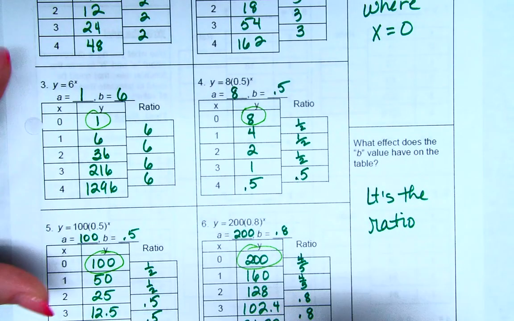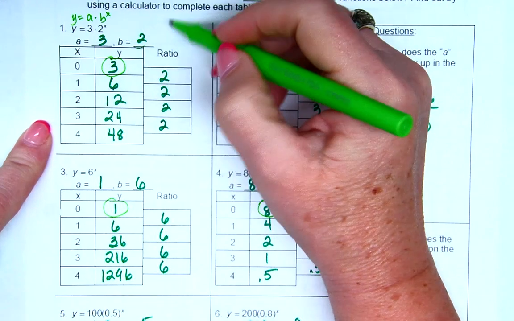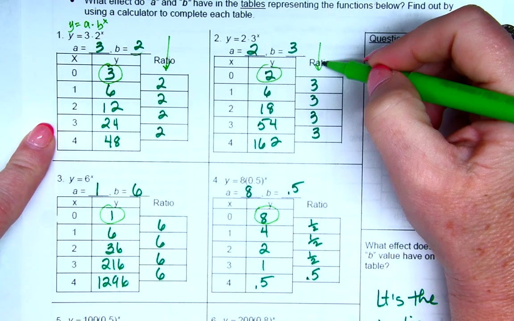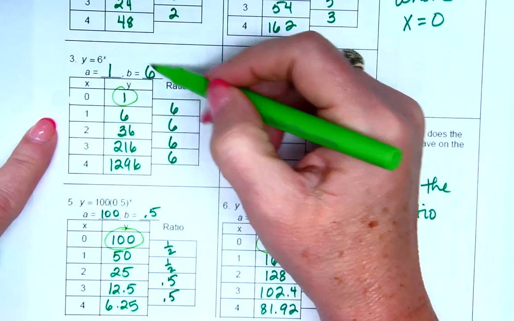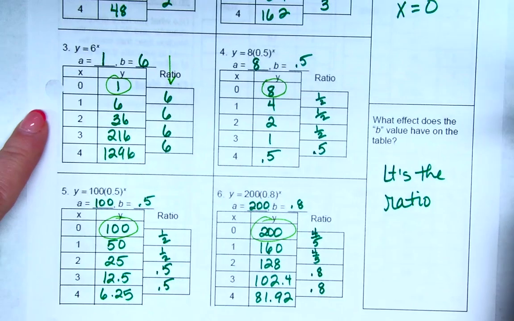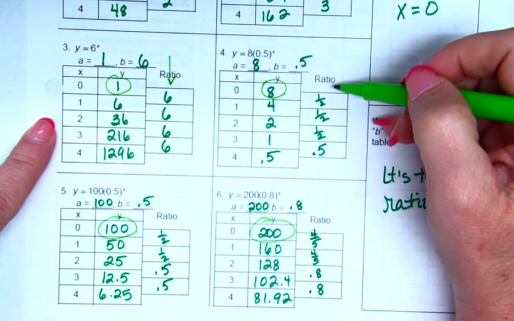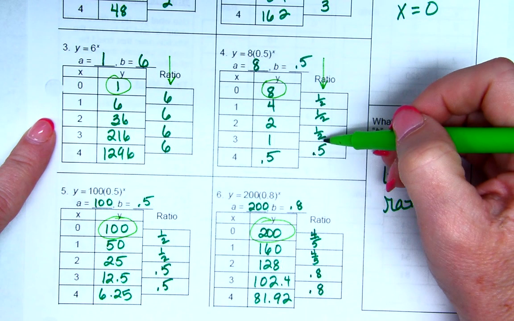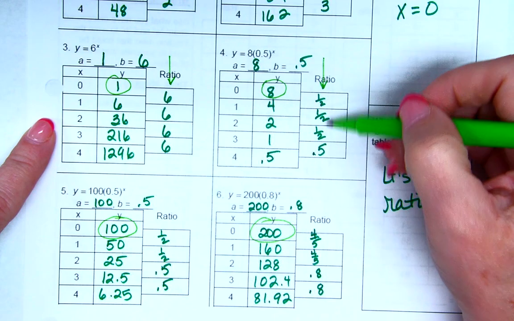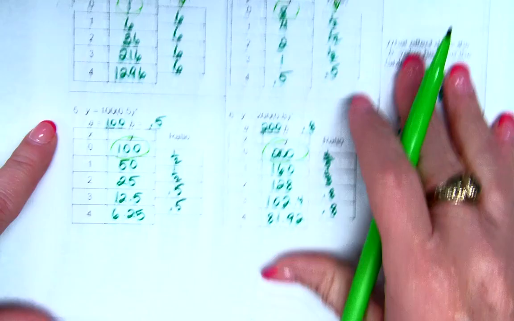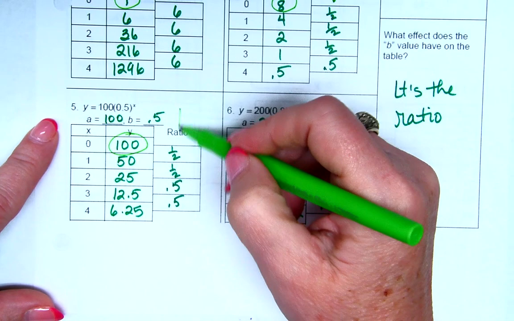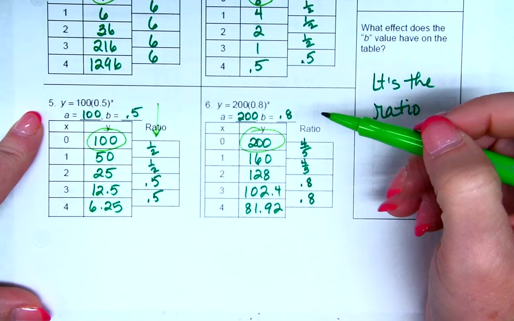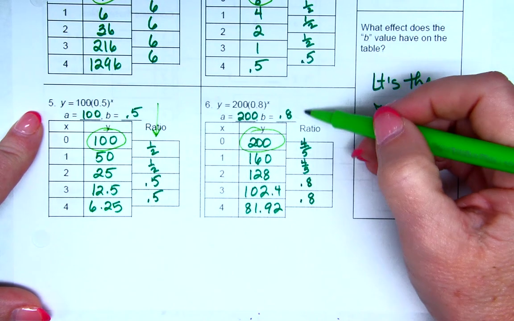Is that true? We said B was 2. Look at the ratio. We said B was 3. Look at the ratio. We said B was 6. Look at the ratio. We said B was 0.5. Look at the ratio. We said 1/2, 1/2, 1/2. But then we have 0.5. Aren't those all equivalent? We said B was 0.5. Look at the ratio. This was the hardest one, right? We said B was 0.8. Look at the ratio.